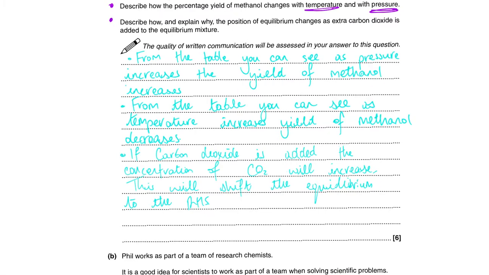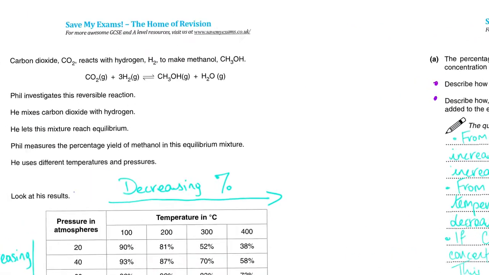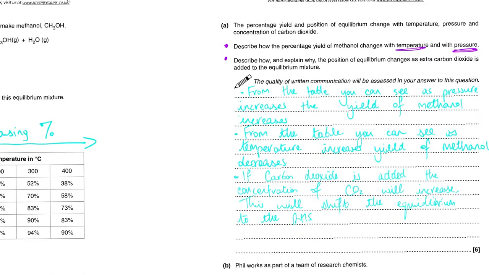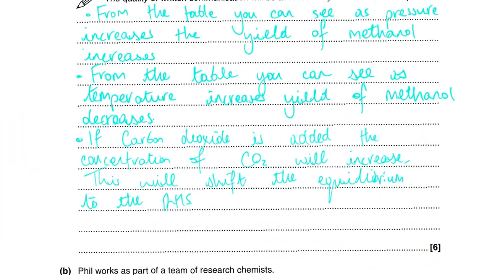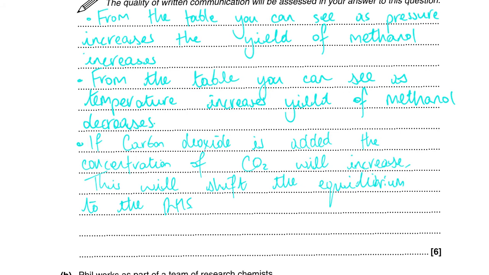Okay? My next thing is I need to describe how and explain why the position of equilibrium changes as extra carbon dioxide is added. My key thing here is, if I add more of something, so I'm adding carbon dioxide, which is on the left, that means I'm going to move to the right. I'm increasing the concentration of the thing on the left, so I'm going to end up making more of the thing on the right. So your answer should say if carbon dioxide is added, the concentration of CO2 will increase. This will shift the equilibrium to the right hand side.